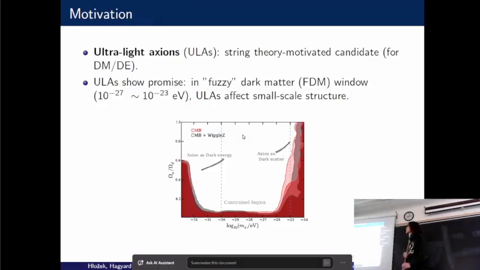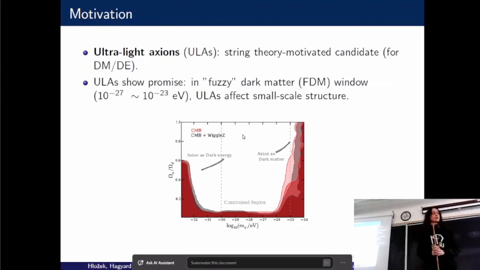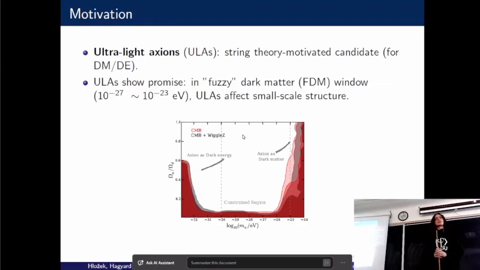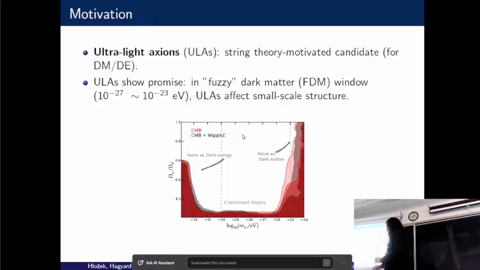So ultralight axions are a possible candidate for dark matter, dark energy. Whether they manifest as dark energy or dark matter depends on the mass that they have. So it's very important to study the mass of axions in this window.